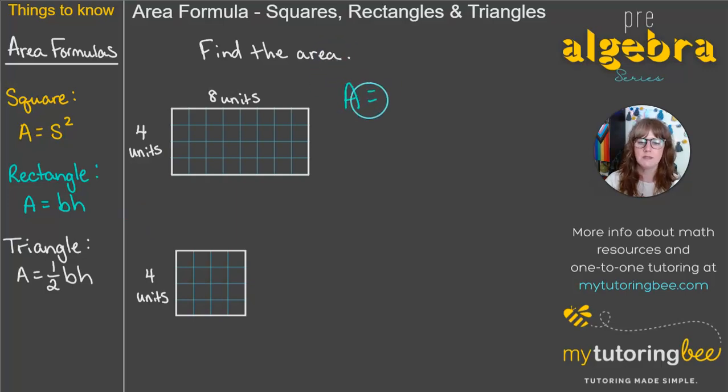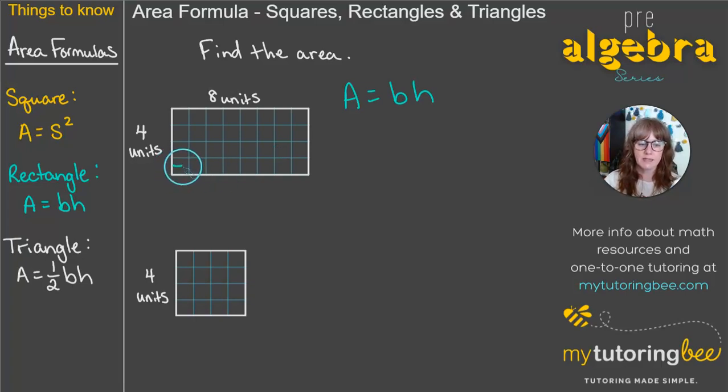So what does that mean? B stands for base and H stands for height. Because we're multiplying these two numbers, it really doesn't matter which number we're using as the base and which number we're using as the height. What does matter is that we find those two dimensions that are perpendicular to each other, so they create a 90-degree angle. And in a rectangle and a square, those are pretty easy to find.